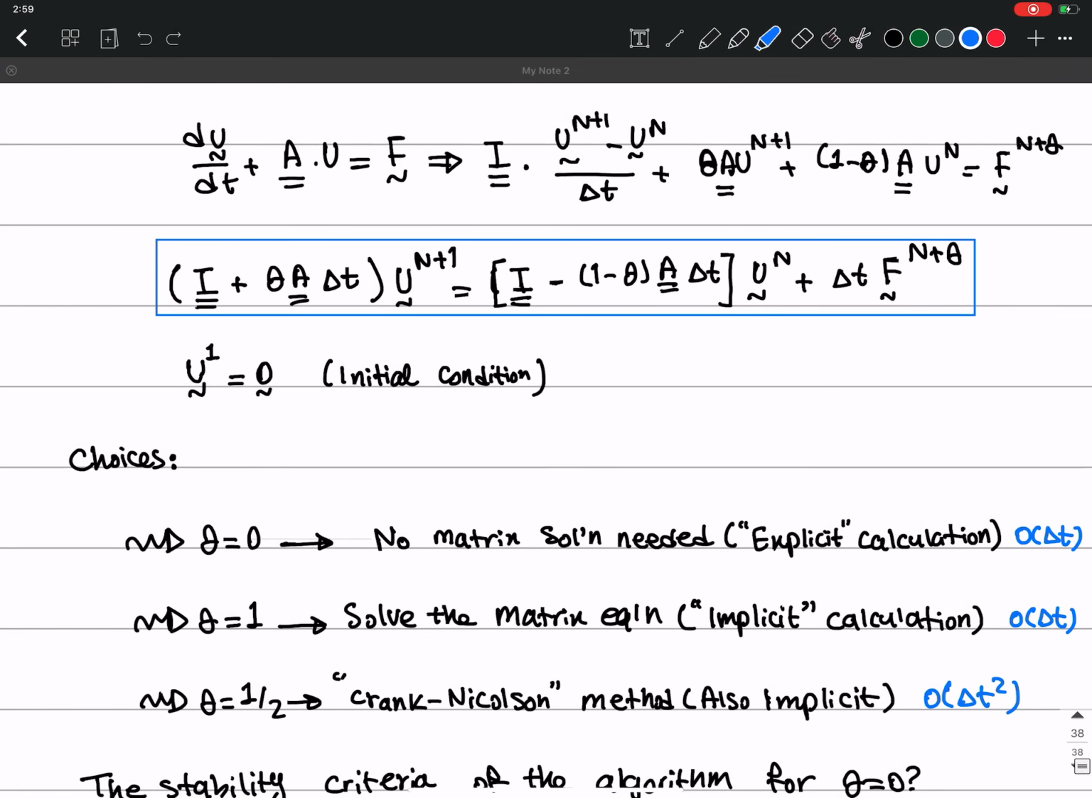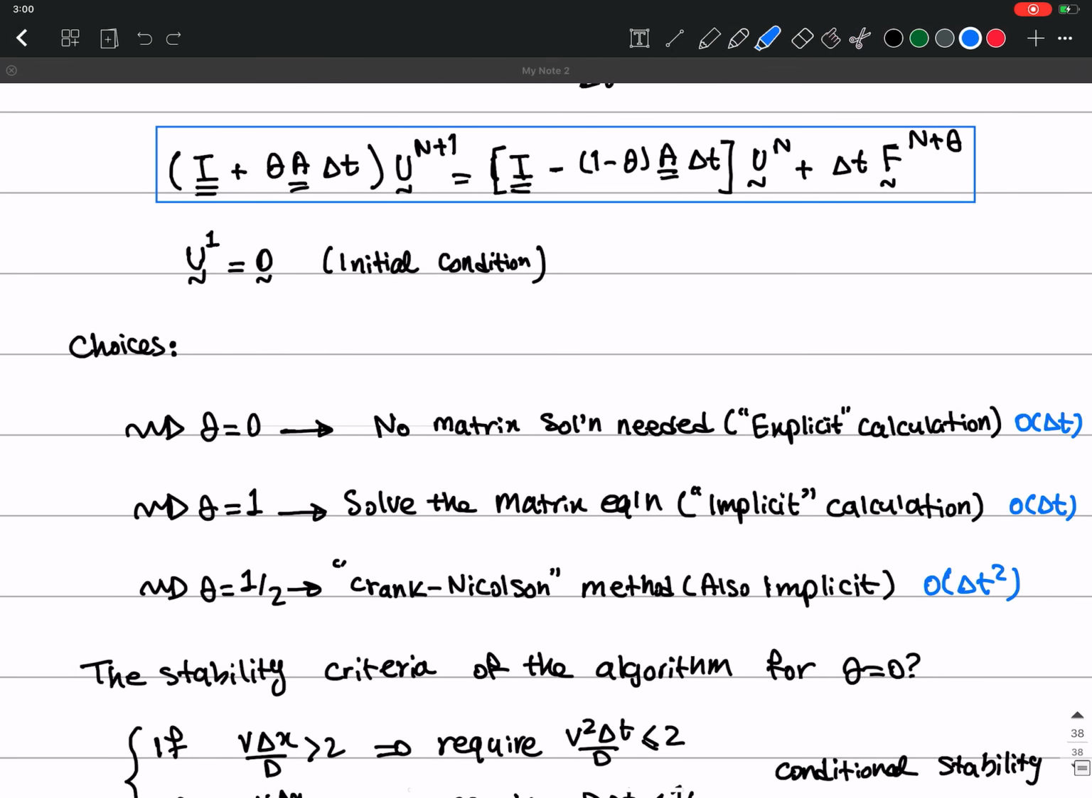But there are two things. Writing the code is going to be very simple if theta is 0. If theta is 0, you don't need any matrix solution. You can just solve this explicitly and march in time very easily. But if theta is 1, then you need to solve a matrix equation. So you need to use other tricks, which we are not covering in this course, but you can look at them, like iteration methods and other methods used to solve nonlinear systems, or trial and error.